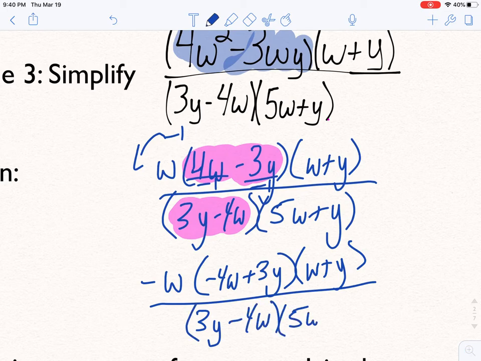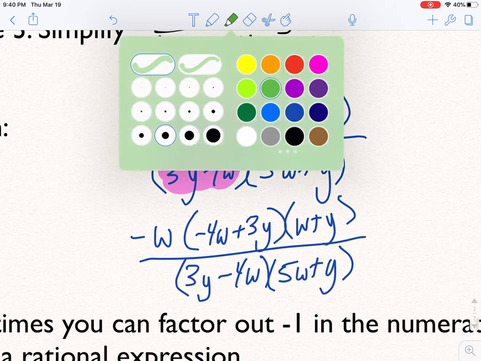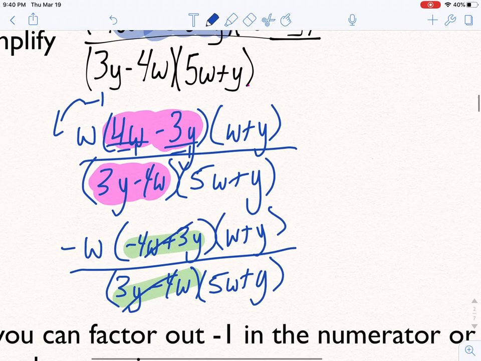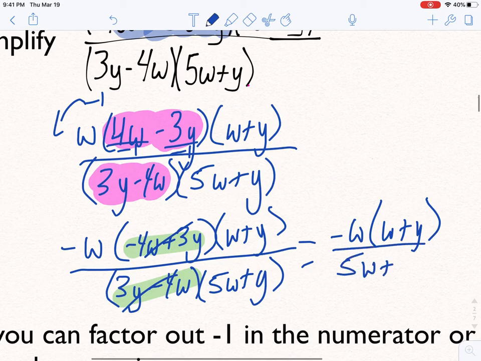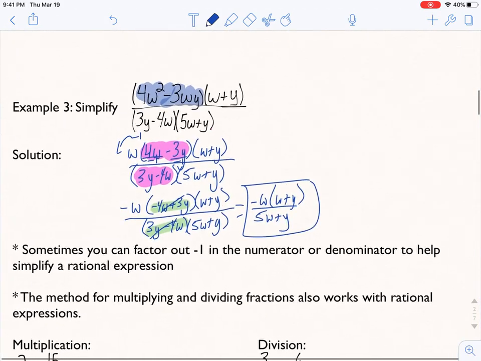So now, let's look at our top and bottom. Now, negative 4w and negative 4w, so again, looking at these two parentheses, positive 3y and positive 3y, those cancel, just leaving me with negative w plus y, over 5w plus y for my final answer. And so as I say below, sometimes you can factor out negative 1 in the numerator or the denominator to help simplify a rational expression.